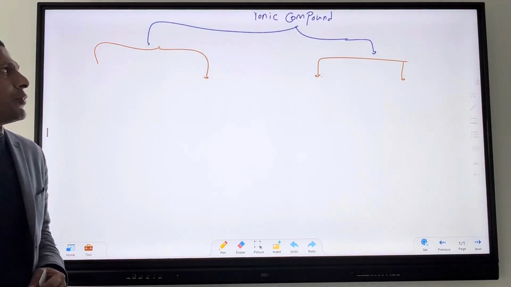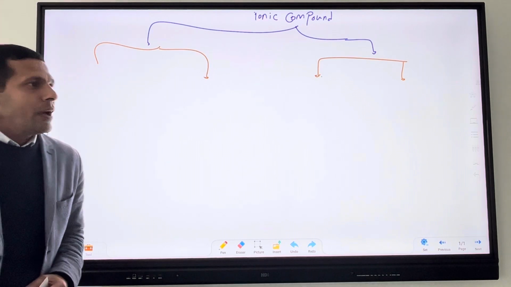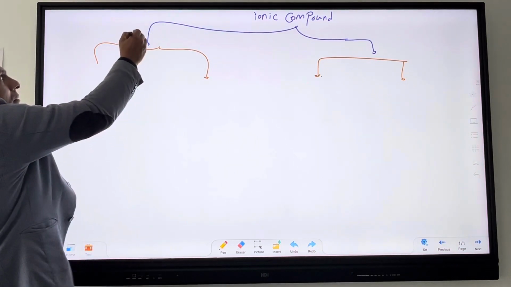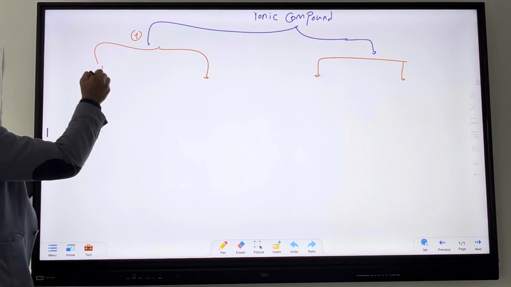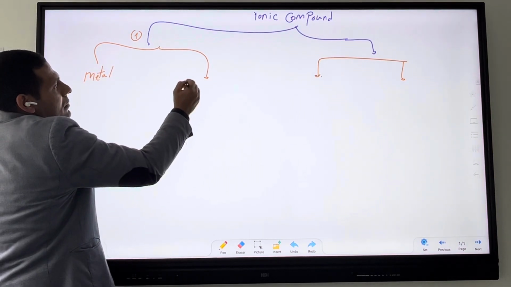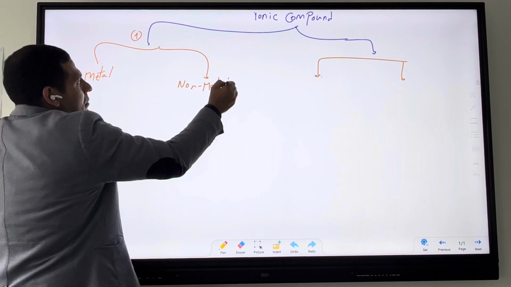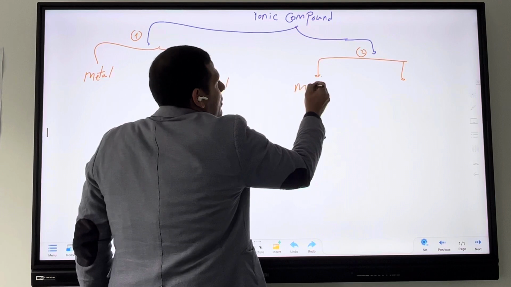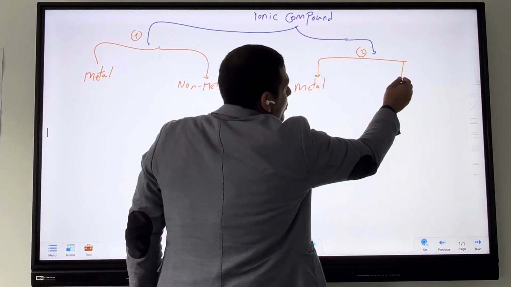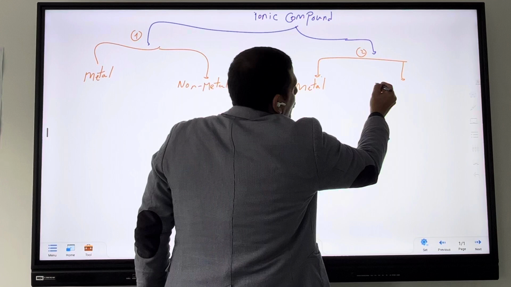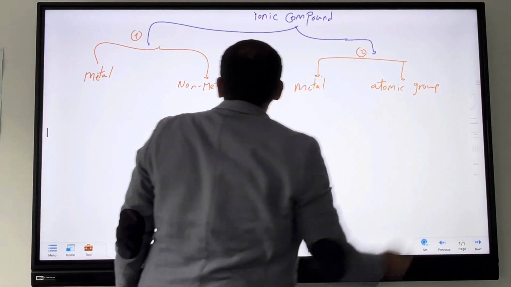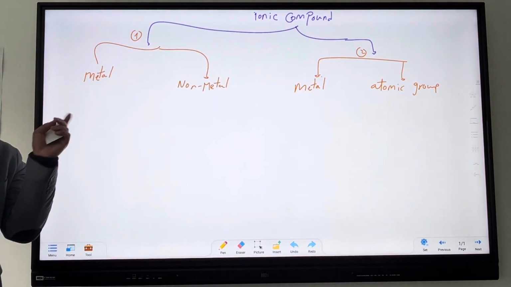Good morning everyone. Today we're going to look at the ionic compound and how we can form any ionic compound. The ionic compound can be formed, number one, by having a metal and a non-metal. And we can also form the ionic compound by having a metal and, second, an atomic group.